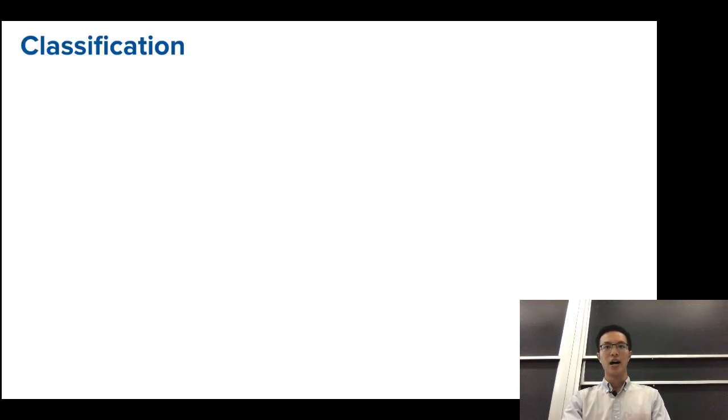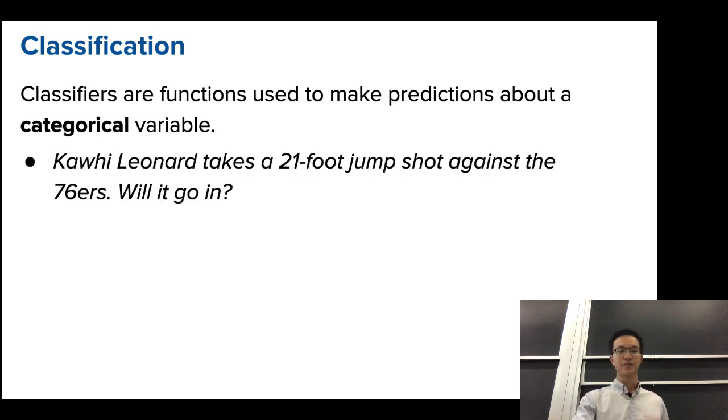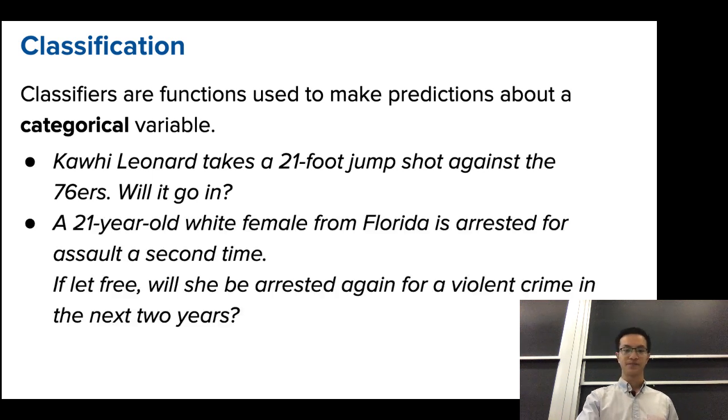Let's talk about classification. Okay, so classification is a type of prediction problem. In classification, we try to make a model that makes a prediction about a categorical variable. For example, my favorite basketball player is named Kawhi Leonard, and you might ask the question, if he takes a jump shot against his team, will the jump shot go in?